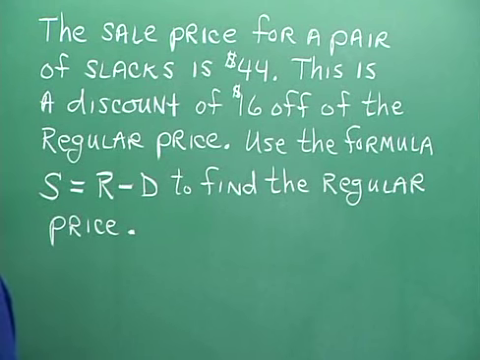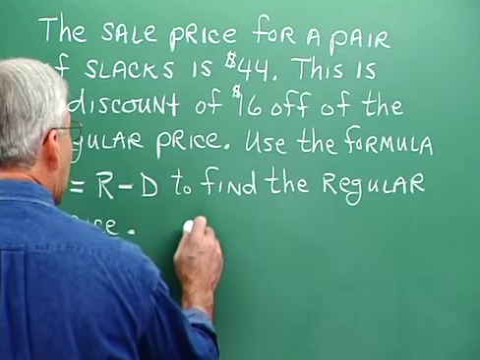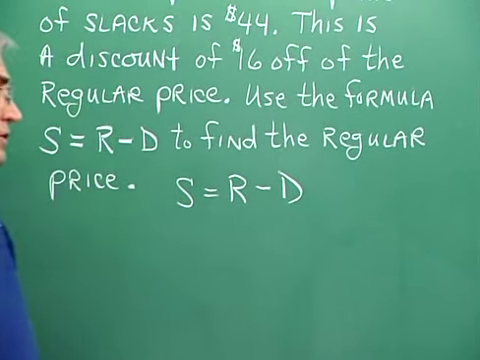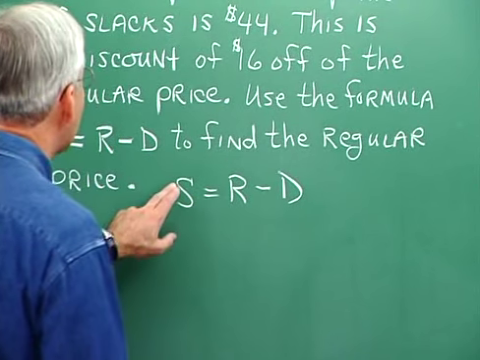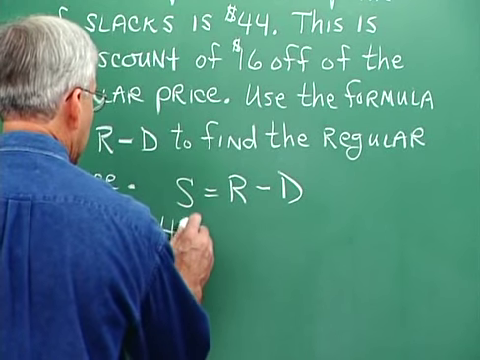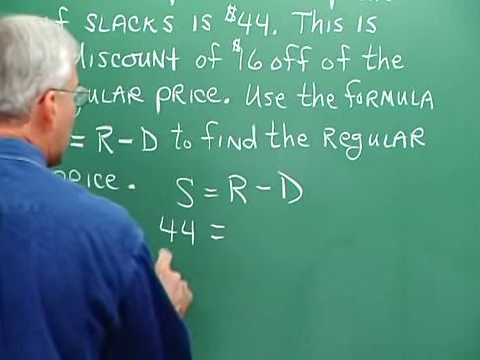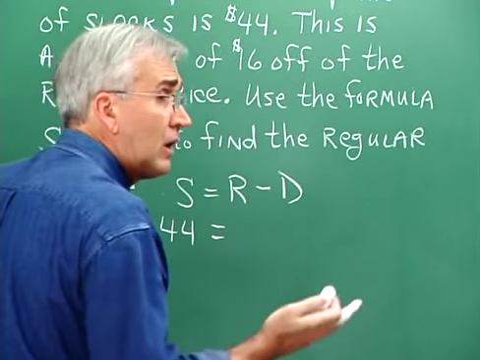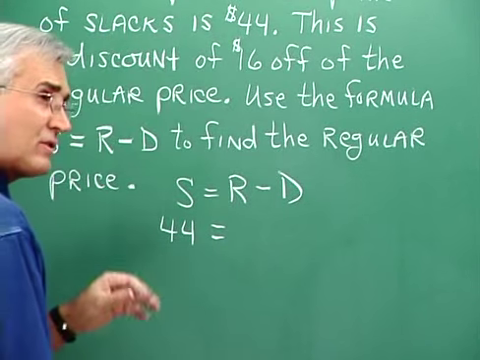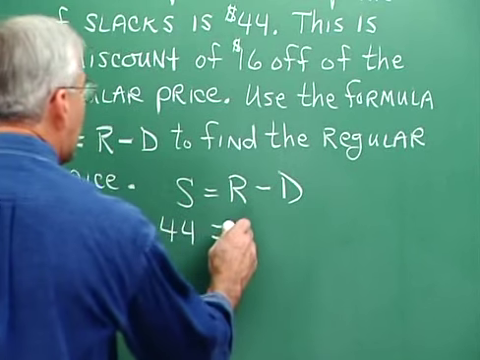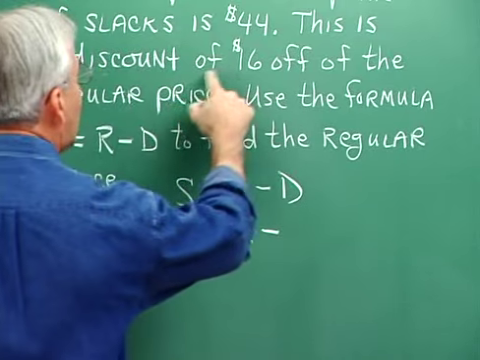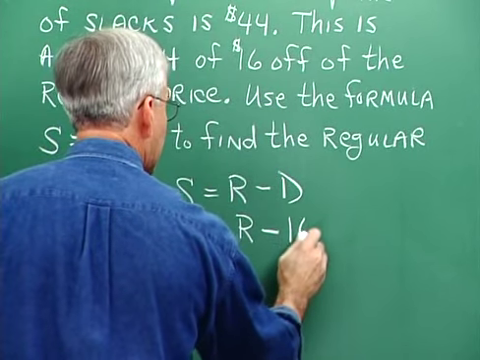Now, all we do in using a formula is write the formula down in the first step and replace within it in the next step the information that you know. S is the sale price. It says the sale price for a pair of slacks is $44. So replace S with 44. There's no real mystical understanding that we need here. We're given the formula. We don't have to invent one for ourselves. And that's the easiest situation of all. Now, the regular price, the R, is what we're looking for. Then minus the amount of the discount. The discount is $16. Okay, so the discount is 16.